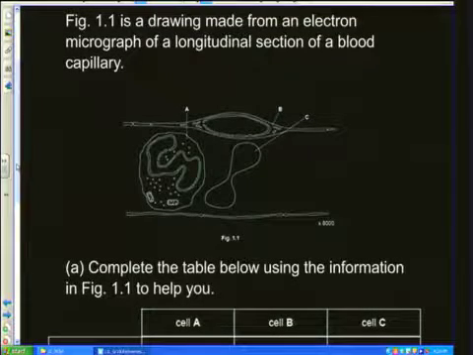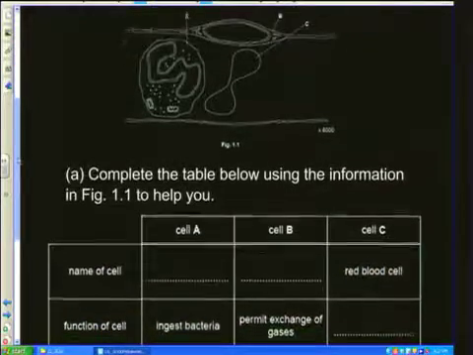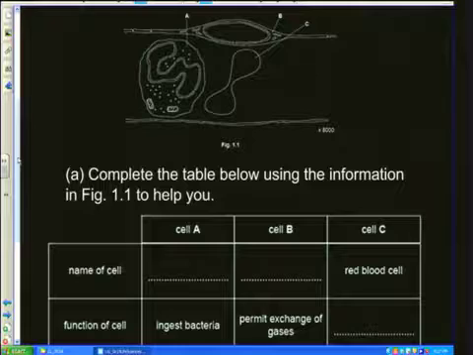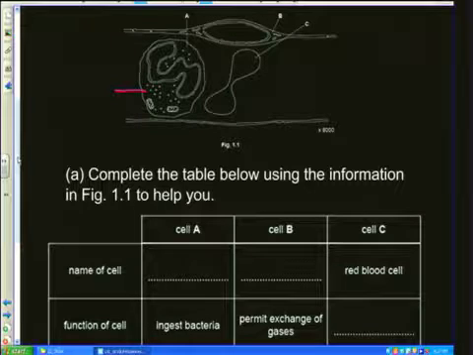It says here, figure 1.1 is a drawing made from an electron micrograph of a longitudinal section of a blood capillary. Okay, so we know that it is a blood vessel. And if we have a look here, what are we going to notice? You should automatically notice that there are two distinct cells in the capillary. Over here, we're going to see a nice, large nucleus. So we are going to then know that that would be the white blood cell.